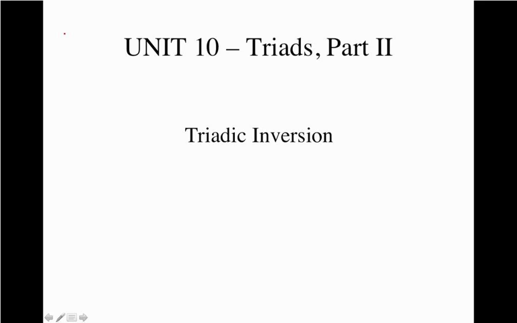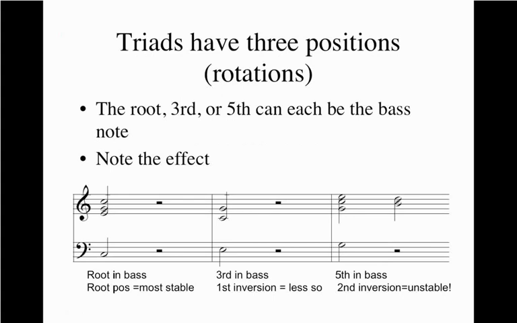In this mini lecture, we'll discuss the topic of triadic inversion. Triads have 3 notes in them, as you know. This means that we say they have 3 possible positions, or rotations, of how those 3 notes appear in space. Of the 3 notes of the C chord, the root, the third, or the fifth could be the bass note, and that simply means the lowest sounding note of a chord.